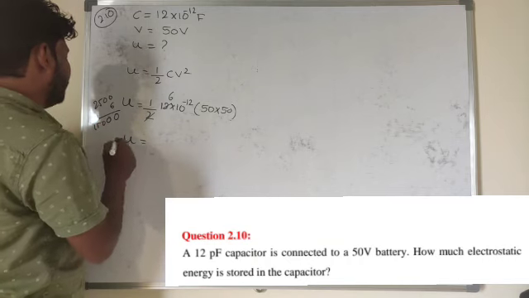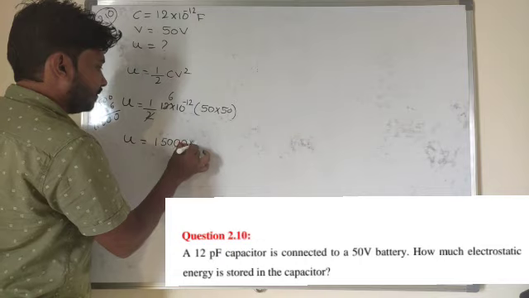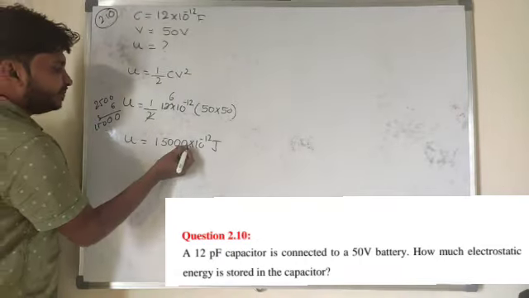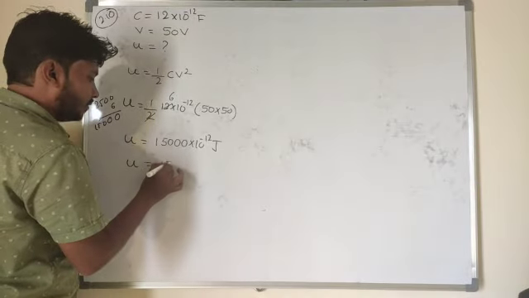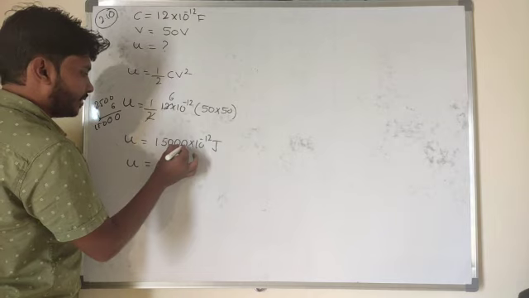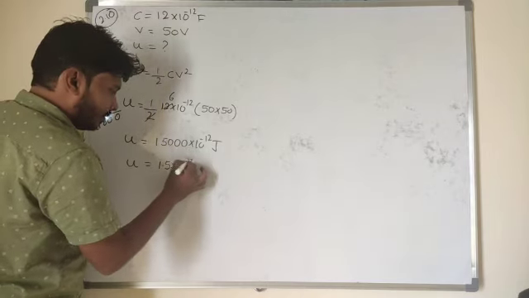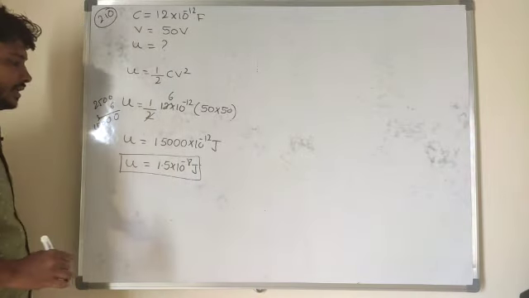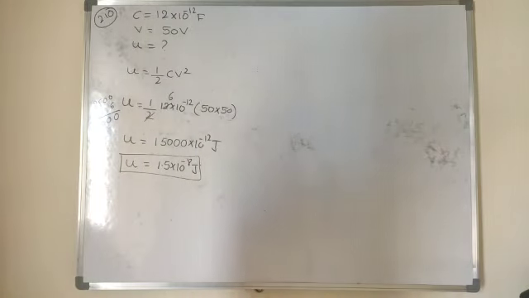So 15000. So 15000 into 10 to the power of minus 12 joules, or I can consider U equal to 1.5 into 10 to the power of minus 8 joules. So what is that answer here? 1.5 into 10 to the power of minus 8 joules.